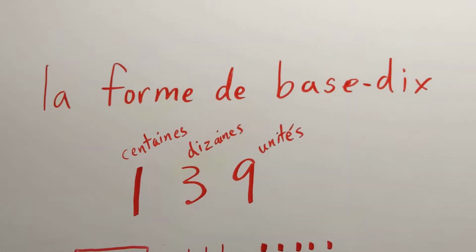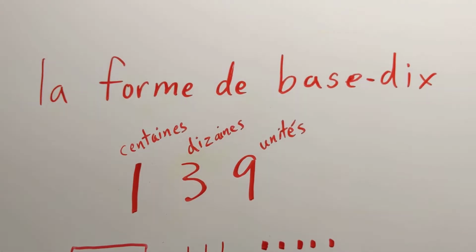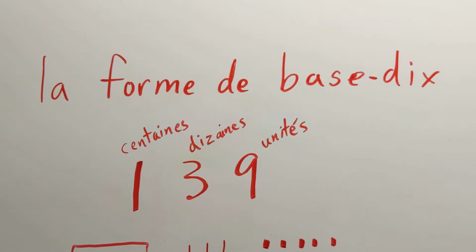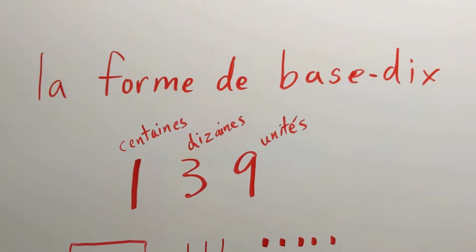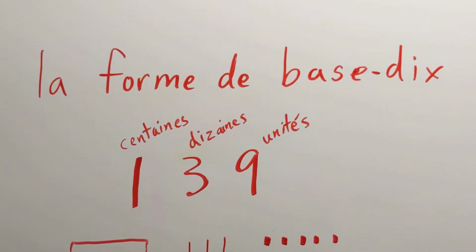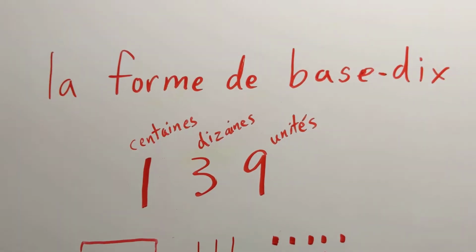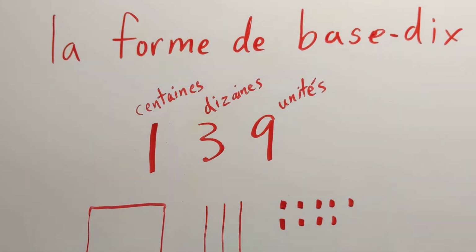Hello there. So this is our third in the series of how to represent numbers. So we have la forme de base 10. So this is your base 10, and we use base 10 blocks. They can actually be used for it, but it's just anything with base 10.